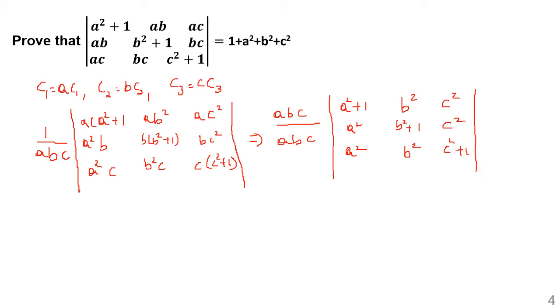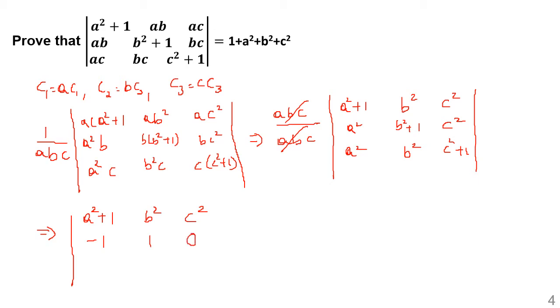So now this ABC is going to cancel. So we'll write second row as second row minus first row, and third row as third row minus the first row. So we are going to get a matrix which will have a square plus 1, b square, c square. So a square minus (a square plus 1) will be minus 1, b square plus 1 minus b square will be equal to 1, c square minus c square will be equal to 0.